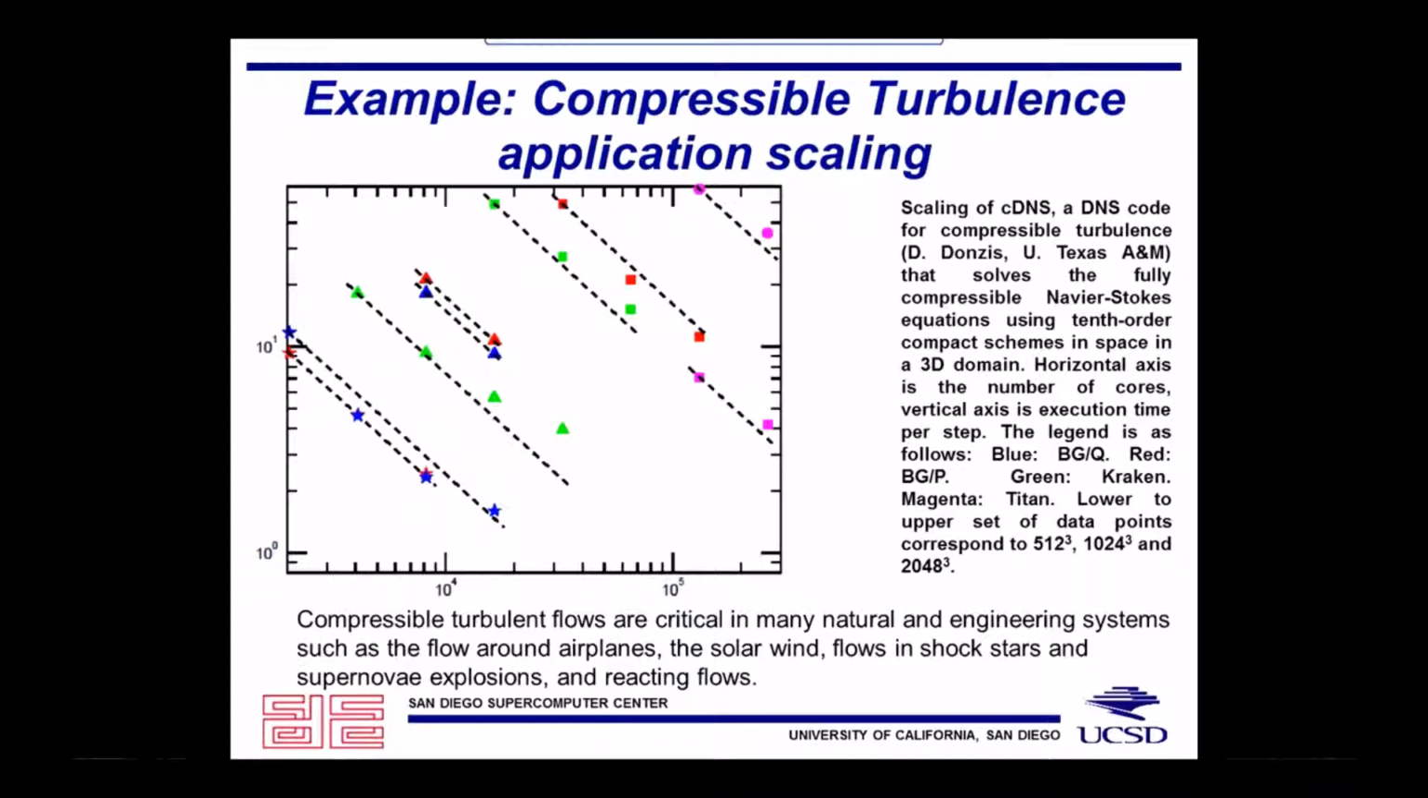This is an example of work in compressible turbulence. Compressible turbulence flows are critical in many natural and engineering systems. And this plot shows scaling of CDNS, which is a DNS code for compressible turbulence that solves compressible Navier-Stokes equations using compact schemes, using a very similar algorithm to P3DFFT. So that's why we are attempting to generalize P3DFFT to go beyond just the Fourier transform.